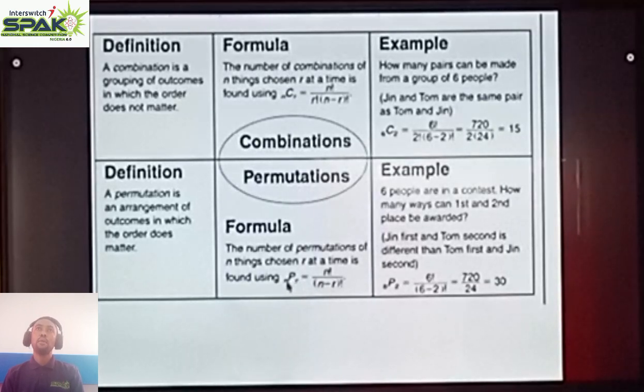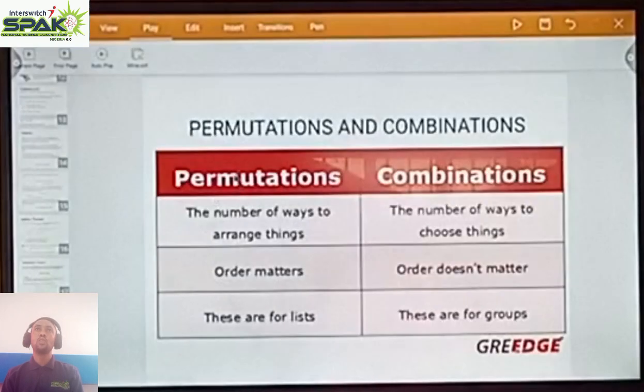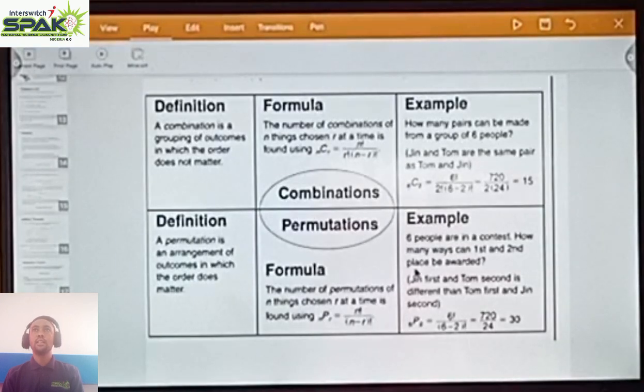And in permutation, if you have n permutation r, it is n factorial over (n minus r) factorial. So from there, we have that. Say people are in a contest. How many ways can first and second place be awarded? So you have to arrange them, first and second. To do that, you use 6 permutation 2 ways. When you simplify using the formula, the answer will be 30.